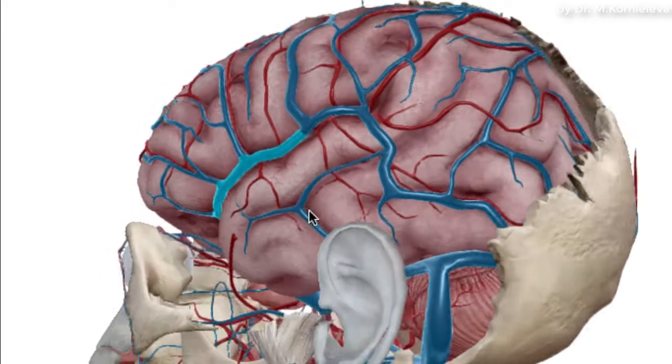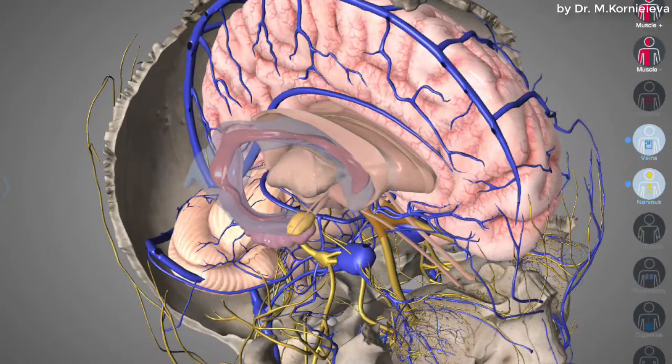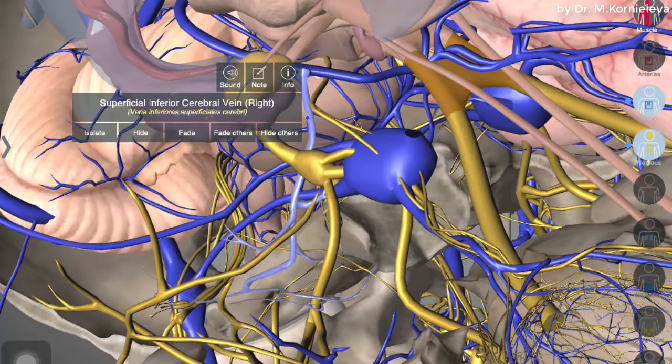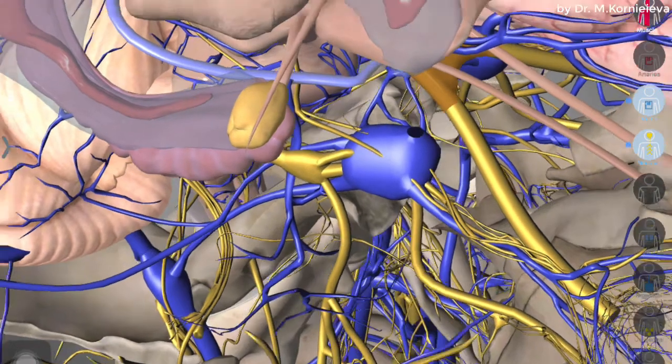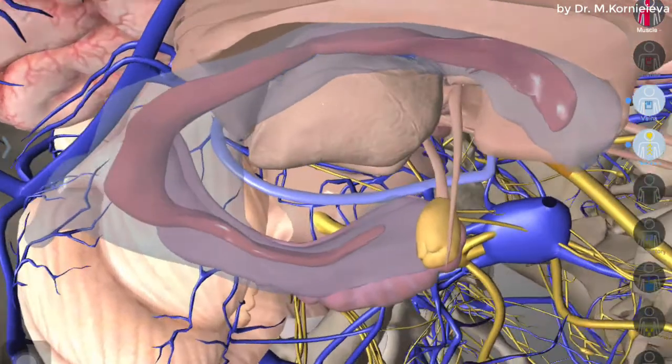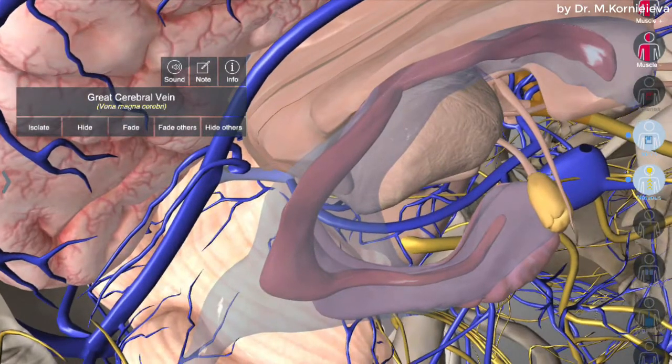with the transverse sinus. The deep middle cerebral vein drains the insula and is joined by the anterior cerebral and striate veins to form the basal vein. The basal vein ultimately joins the great cerebral vein, which in turn drains into the straight sinus.